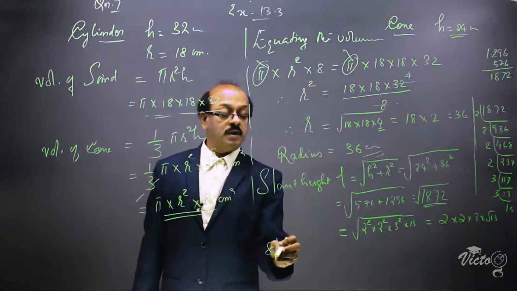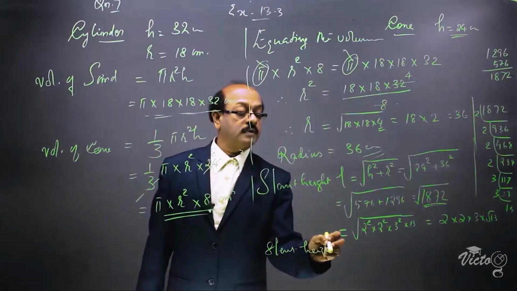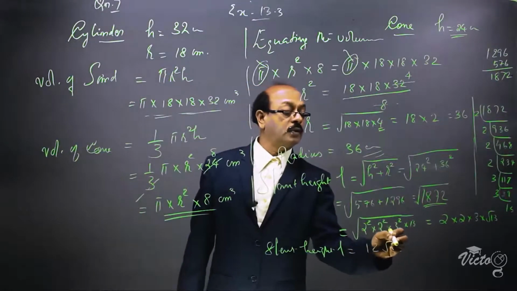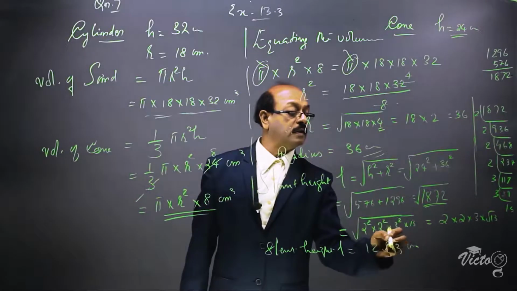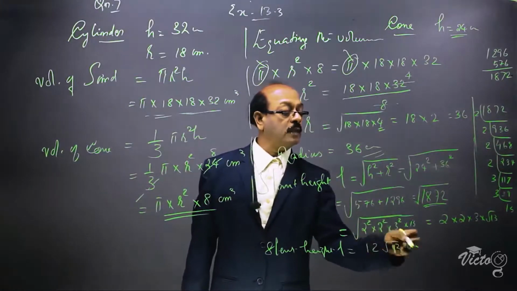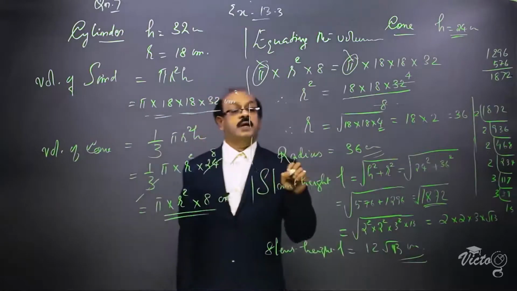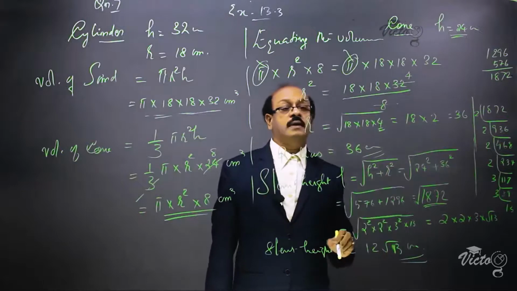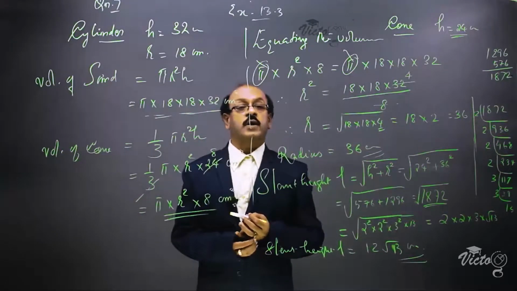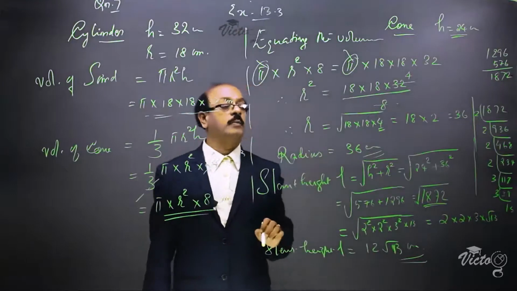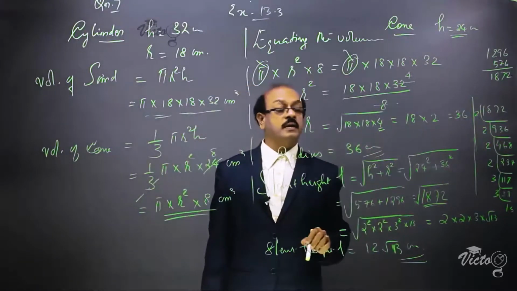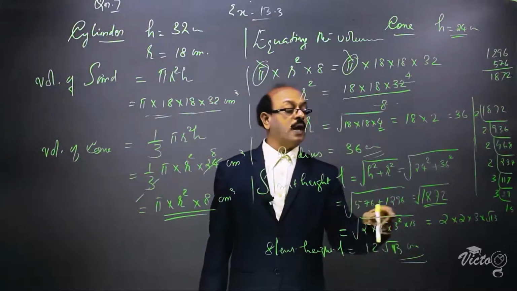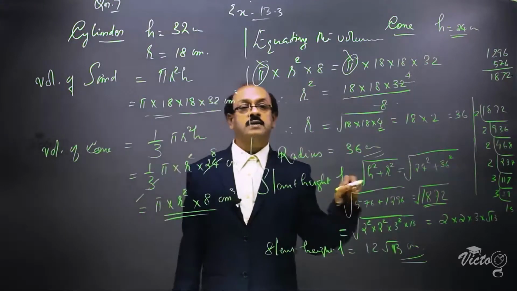Slant height L is equal to 2 into 2, 4 into 3, 12 root 13. 12 root 13 centimeter is the slant height of the conical part. We are obtaining the slant height L as 12 root 13 because 1872 is not a perfect square, so we cannot find the square root as a perfect whole number. So, we are factorizing 1872. We are getting 2 square, 2 square, 3 square, and 13. 13 is a prime number, so further simplification is not possible.